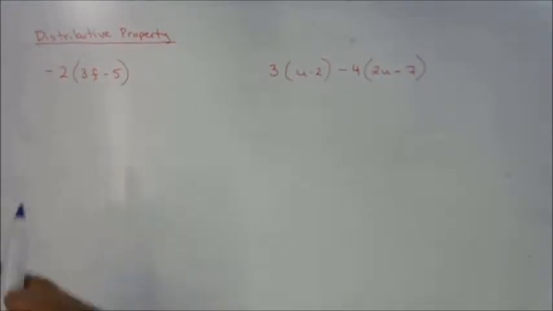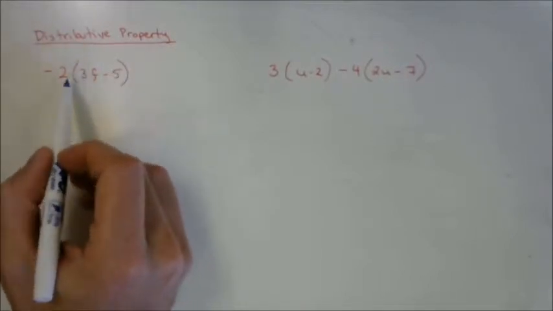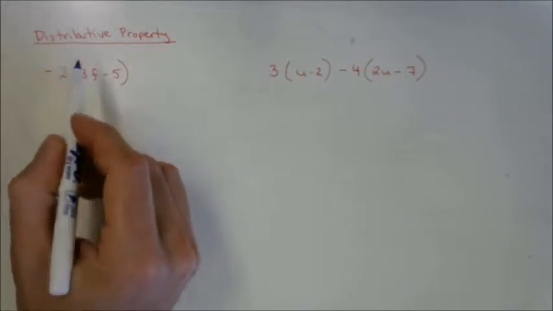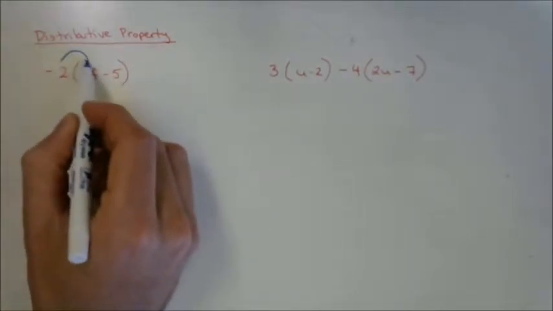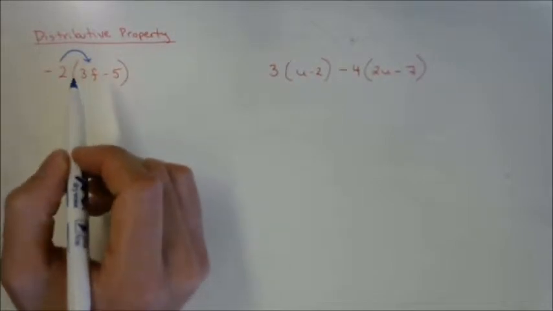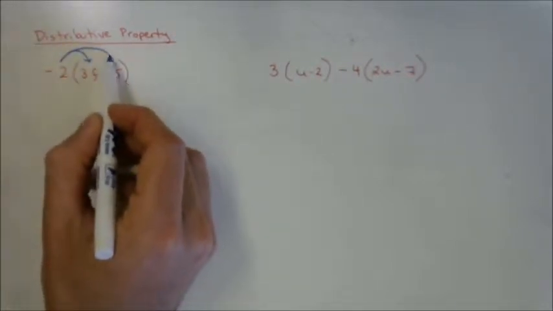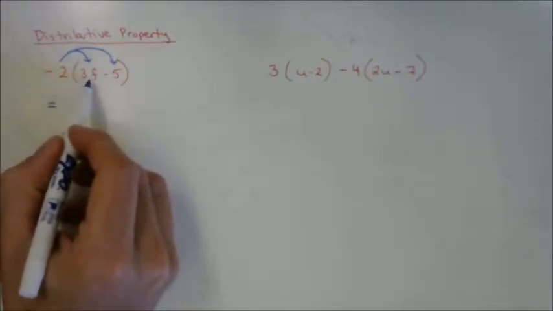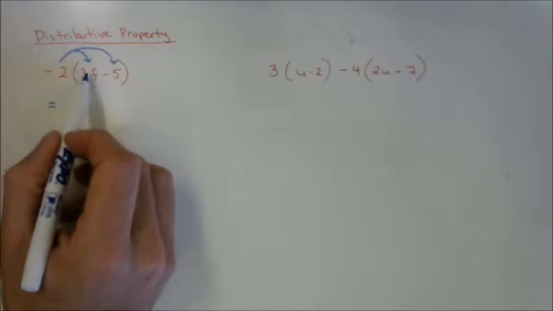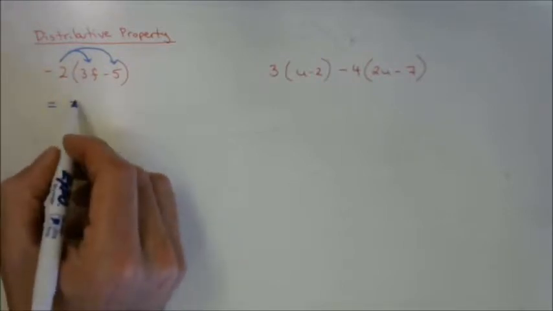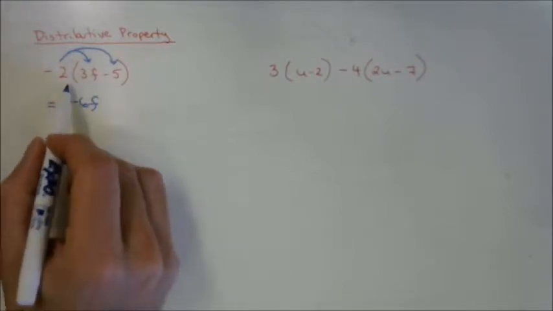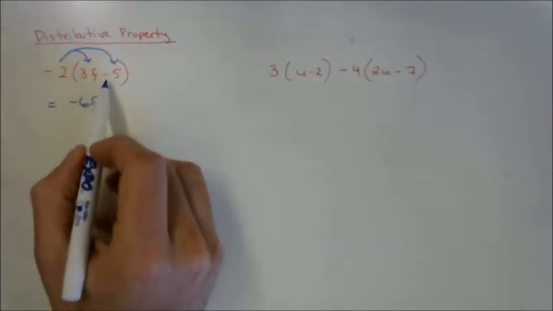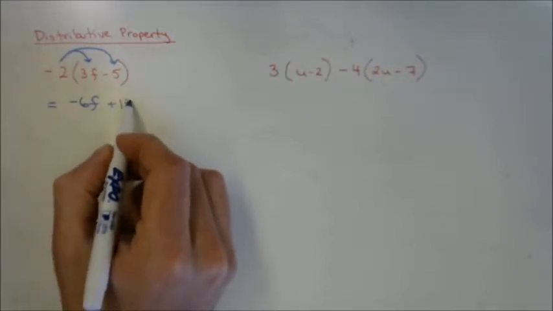In order to do this, what we're saying is this whole group needs to be multiplied by negative 2. So 3f needs to be multiplied by negative 2, and negative 5 needs to be multiplied by negative 2. First, negative 2 times 3f. We take the number part, multiply them together. Negative 2 times 3 is negative 6. And we have negative 6f. And then here we have negative 2 times negative 5, which is positive 10.